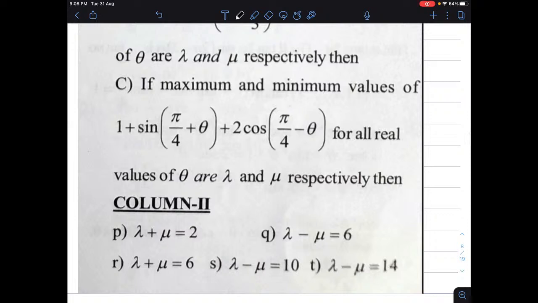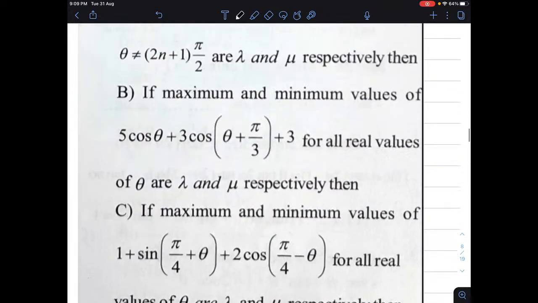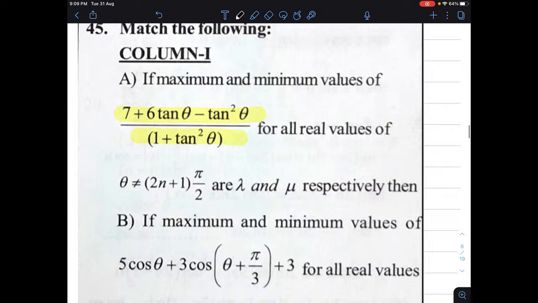Guys, option R is going right over here. Option S is also going right over here. Lambda plus mu is 6 and lambda minus mu is 10. For the first sub part of this question, R and S options will be right.